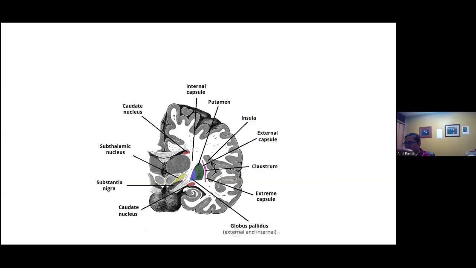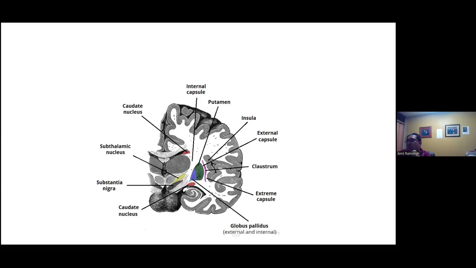So again, looking at the coronal section, we see the important parts: the caudate nucleus, the putamen, the globus pallidus, subthalamic nuclei, as well as the substantia nigra. And we see other ancillary parts as well, being that of the external capsule. We have the claustrum, the extreme capsule, and over here we have the... so it's all bounded laterally towards the main components of the basal ganglia.